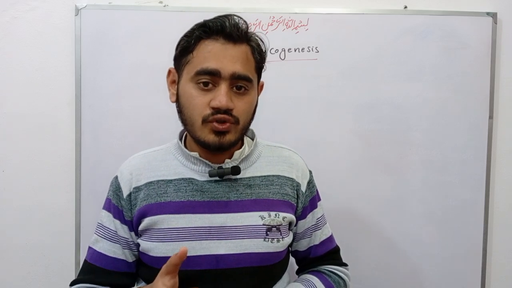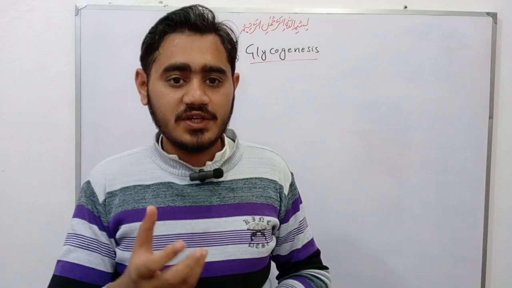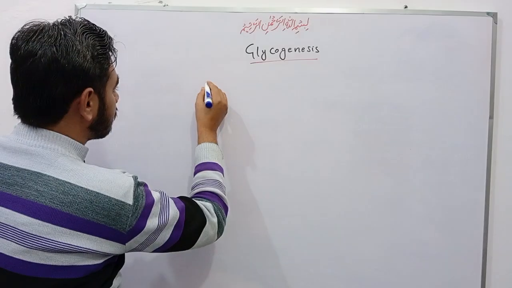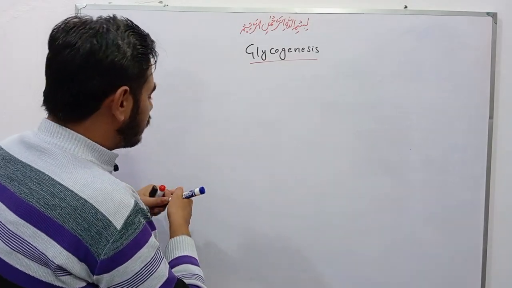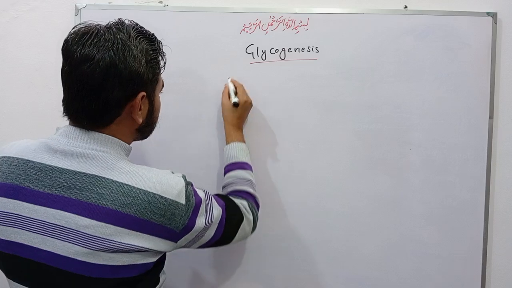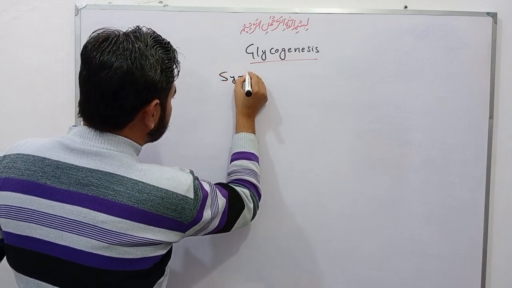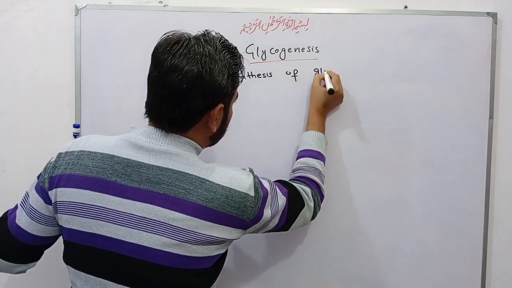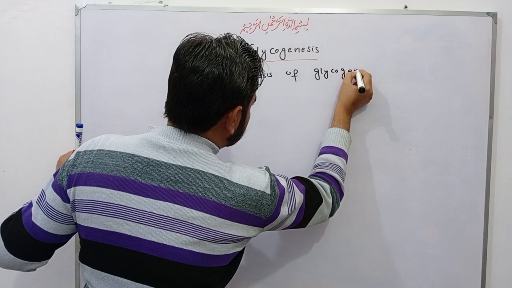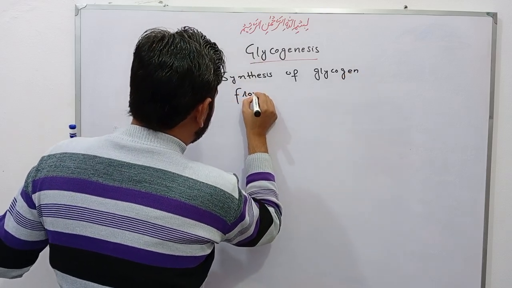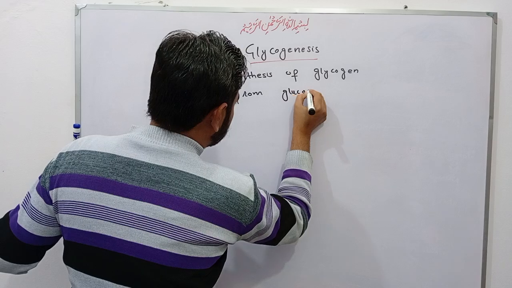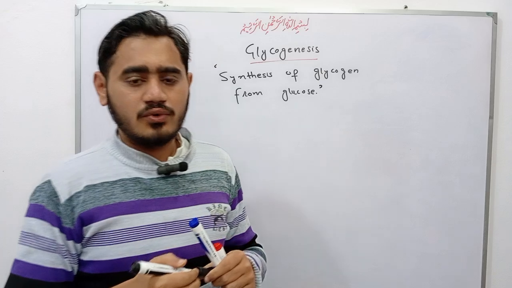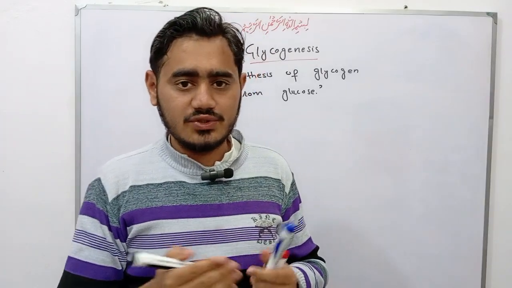So let's start our lecture with the definition of glycogenesis. Glycogenesis means synthesis of glycogen from glucose. The synthesis of glycogen from glucose is the definition of glycogenesis.